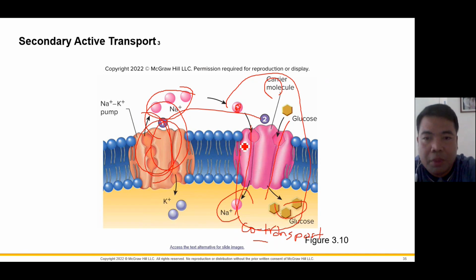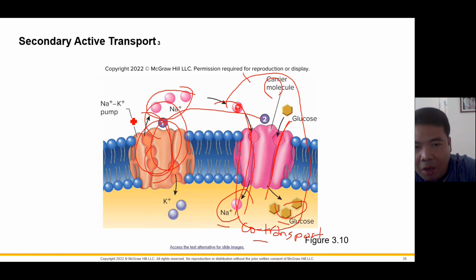What specific type of secondary active transport? It's called sodium glucose co-transport. Bakit tinawag na sodium glucose cotransport? Because as sodium moves into the cell, down its concentration gradient, it carries with it glucose molecules. And this is just secondary active transport.